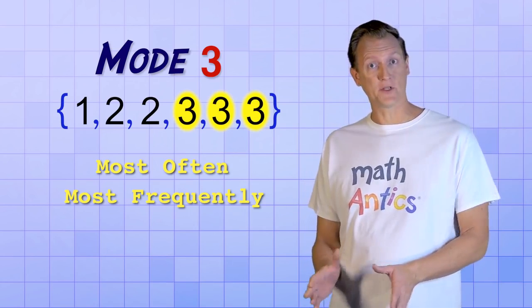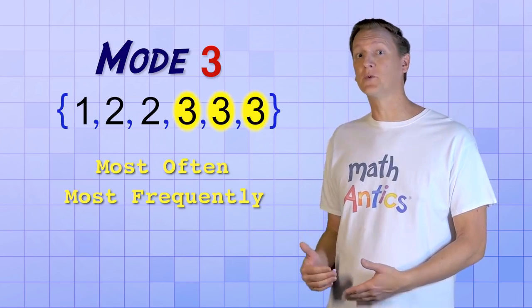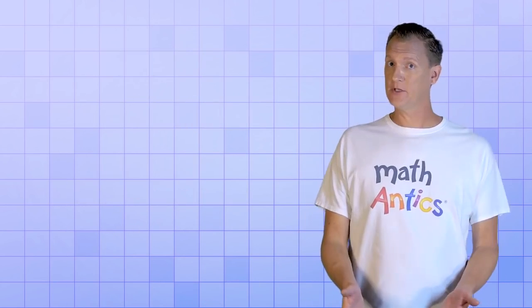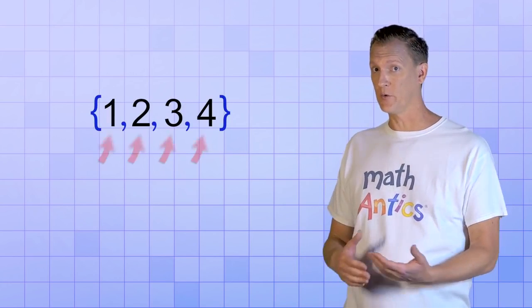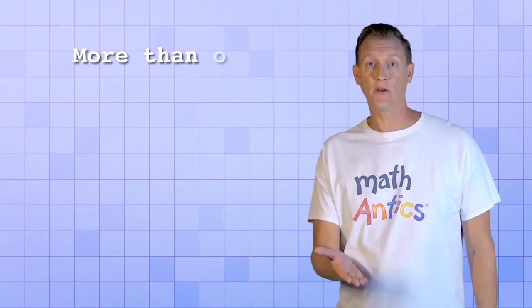Now don't get confused just because the number 3 was repeated 3 times. The mode is the number that's repeated most often, not how many times it was repeated. As I mentioned, if each member in a data set occurs only once, it has no mode. But it's also possible for a data set to have more than one mode.